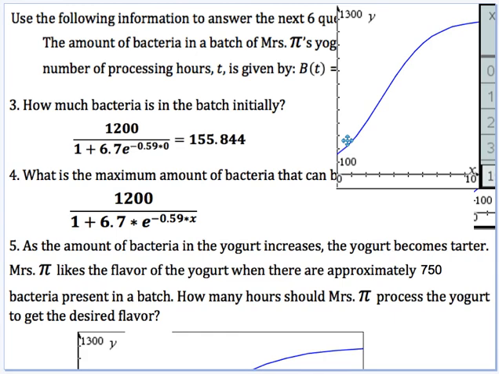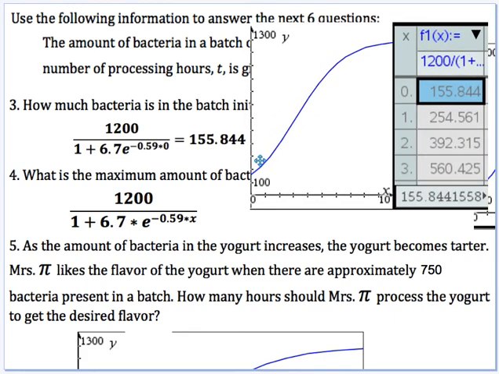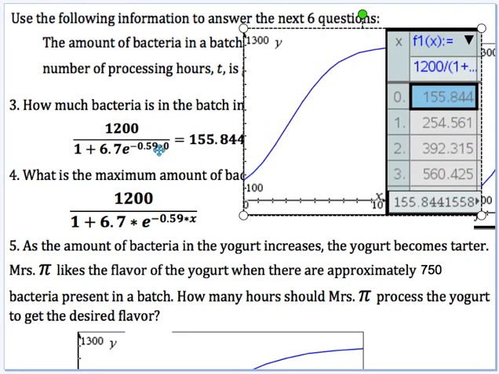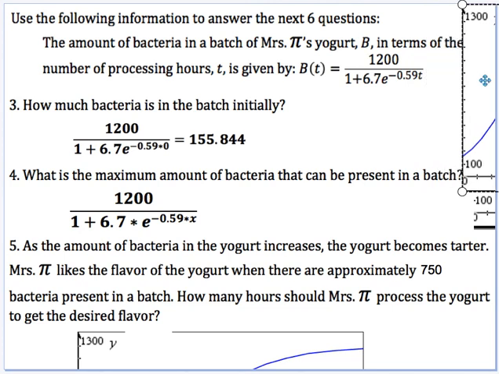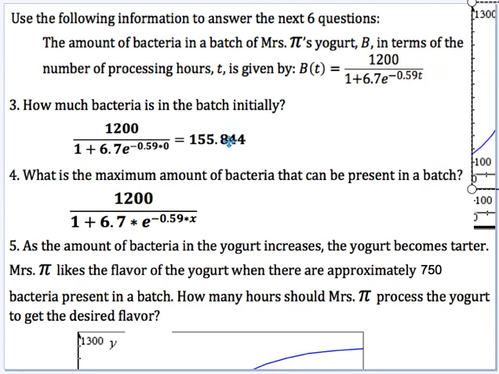Let's say you didn't feel like calculating that out on the regular calculator screen. You can go ahead and graph your equation and pull up the table. When x is 0, you get 155.84 units of bacteria. So either one, you can either calculate it or graph it and pull up the table.